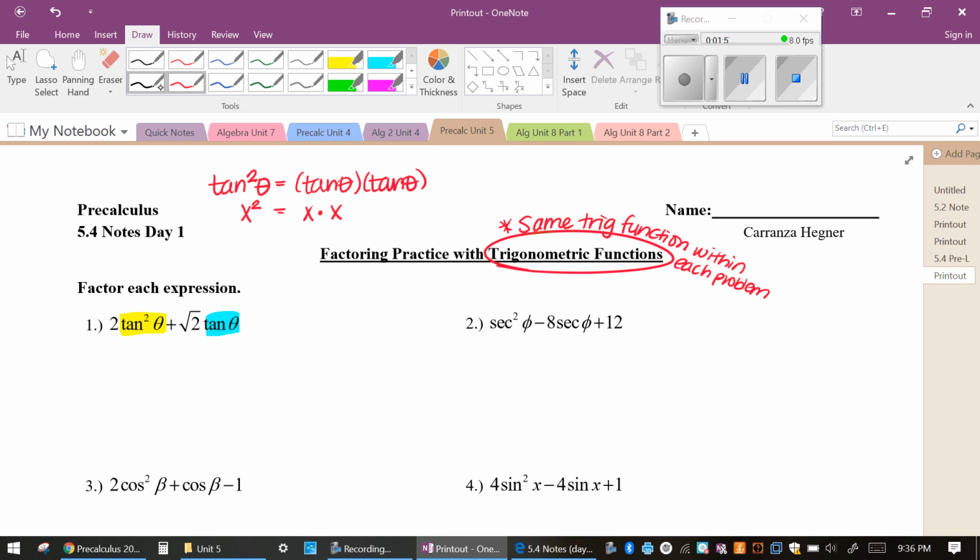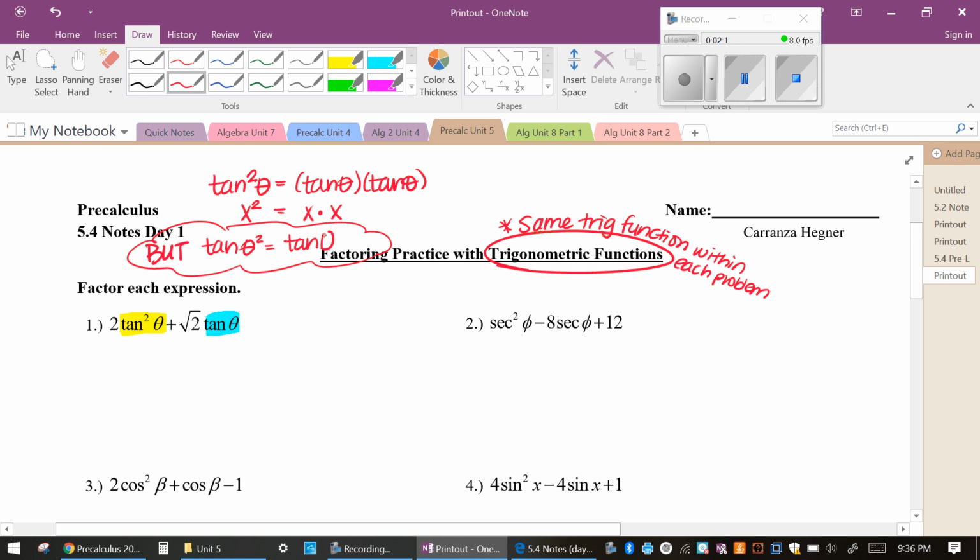We do not write tangent squared like this. Because if we were to write it like that, that means they're taking a tangent of an angle theta and multiplying with the angle itself. So tangent of theta squared is not the same as tangent squared of theta. I want you guys to notice that. We have talked about that in class. I believe somebody brought it up before.